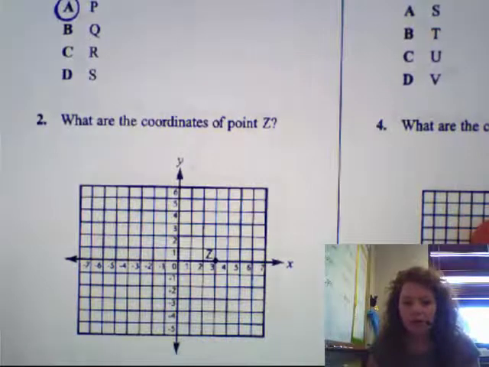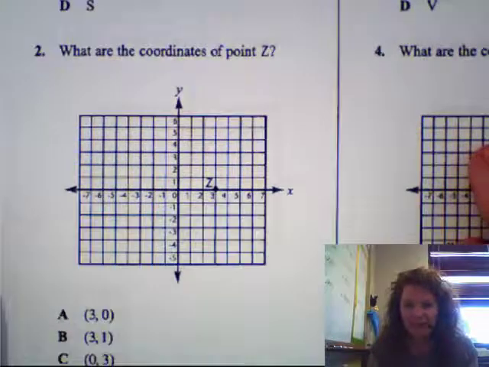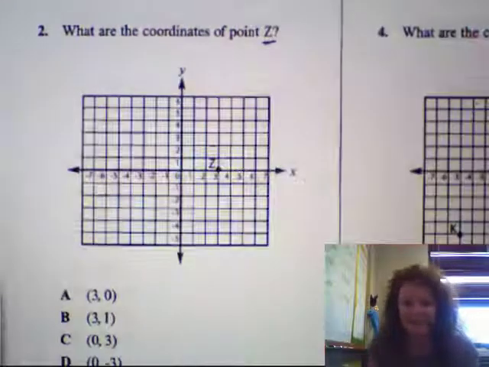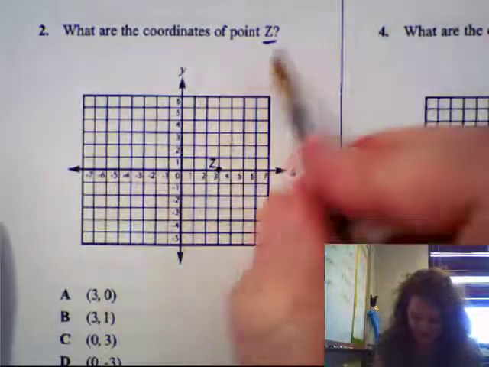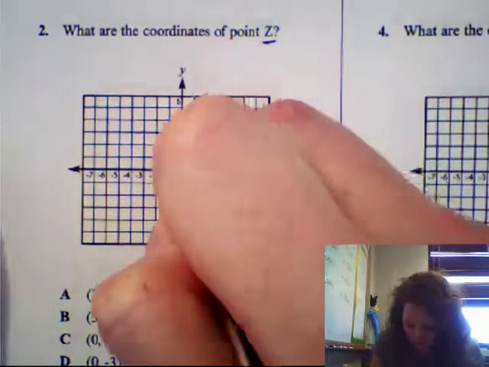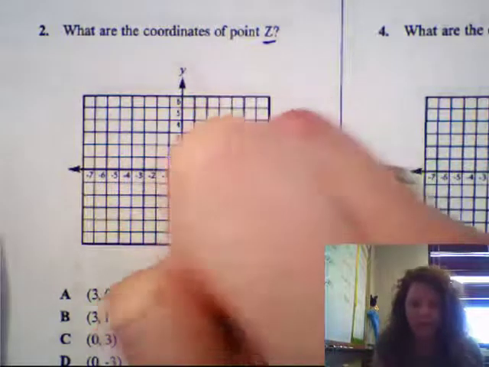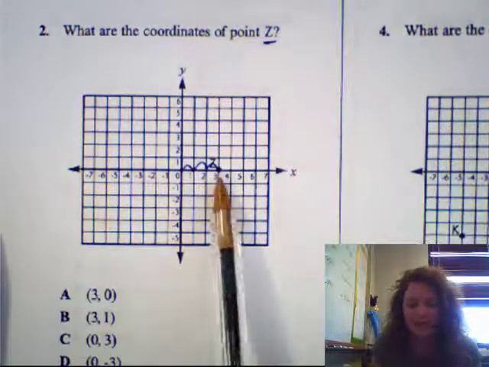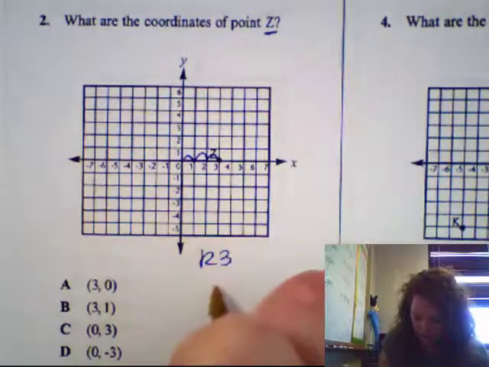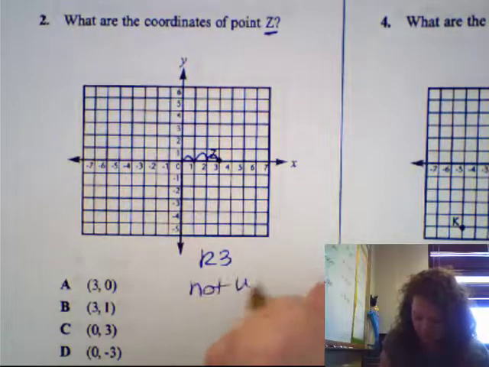Let's try another couple. Number 2. What are the coordinates of point Z? Well, we call that letter Z in Canada. In the States, y'all call it Z, but that's all right. So let's find it. Here it is. Well, let's see how it's moved from the middle. It looks like it's gone right, 1, 2, 3, but it hasn't gone up any at all. So it's gone right 3 and not up or down.